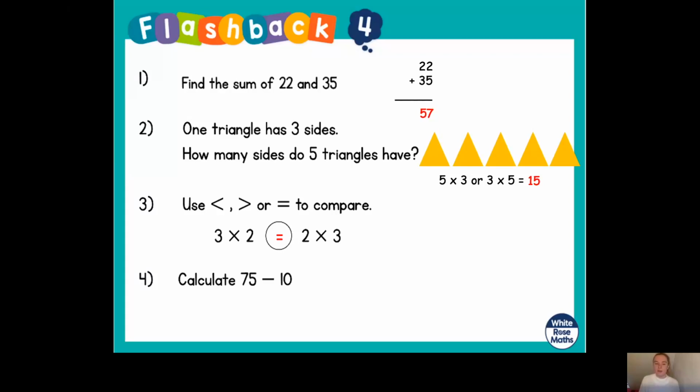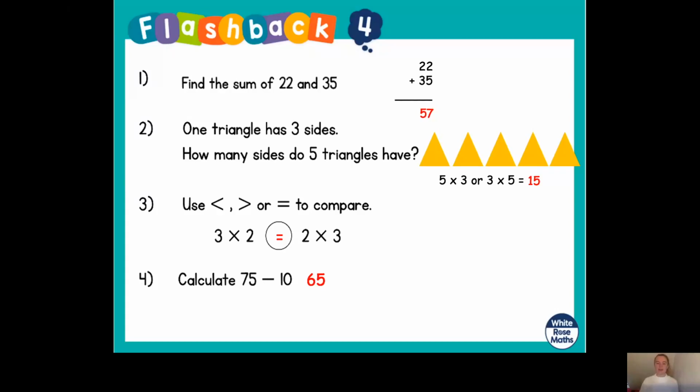Number 4, calculate 75 subtract 10. When we subtract 10, do we change the ones or the tens? We change the tens. So we're going to be subtracting 1 ten from our tens, which will give us 65. Can you see the ones haven't changed? It's still 5, but we have subtracted 1 ten. We've gone from 7 tens to 6 tens to give us 65. Brilliant. Well done, Year 2. Well done if you got those correct. Let's move on to today's lesson.